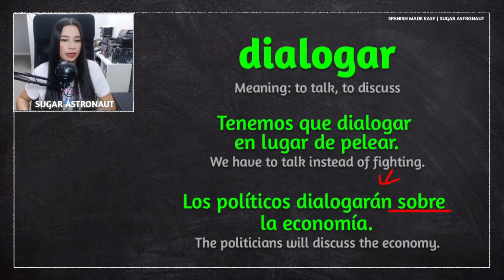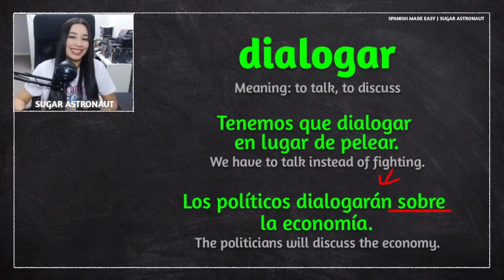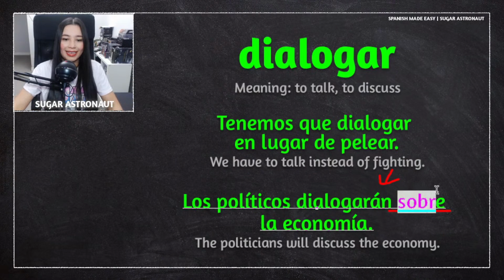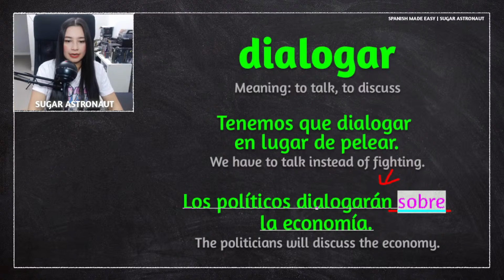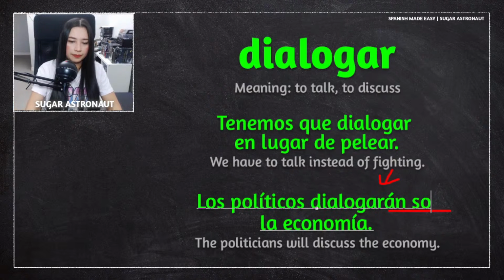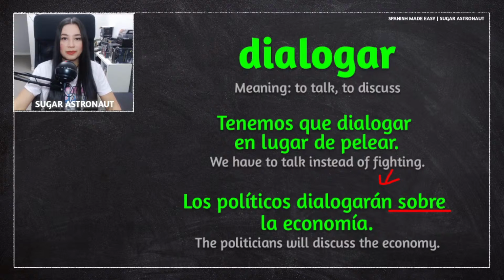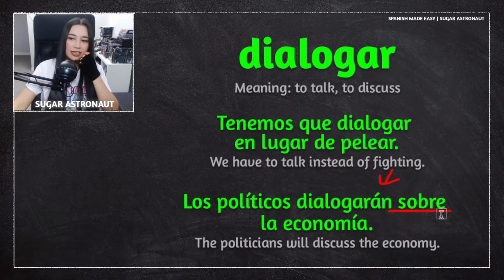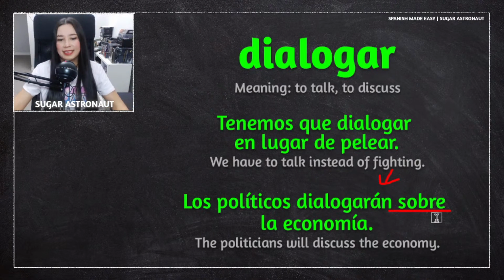Dialogarán sobre. So remember that this word here can work really well with this verb over here. Dialogarán sobre. You can also say dialogarán acerca. Sobre and acerca mean about. Okay? Acerca or sobre. Sobre also means envelope, by the way, el sobre, the envelope. But when talking about something, it means about. Sobre can mean about. Excellent.